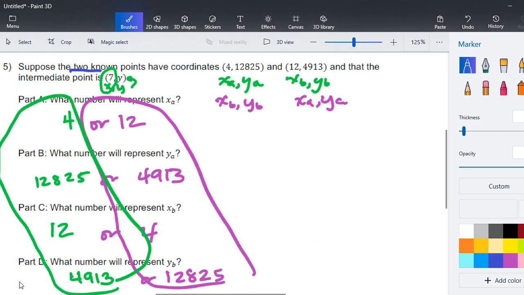So looking on to part E, it says what number will represent x? Well, we get one choice on that one. X is going to be 7. That is our intermediate point. Moving on to parts F and G. They want us to substitute each of these, but do not perform any calculations. And then part G, we're going to do some order of operations and actually calculate for Y. So just taking it very nice, easy, slow.